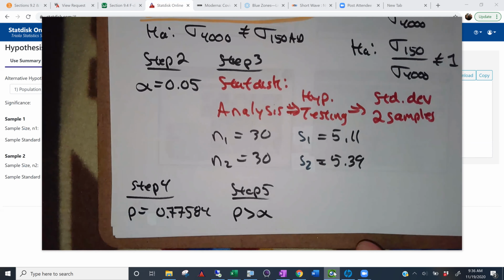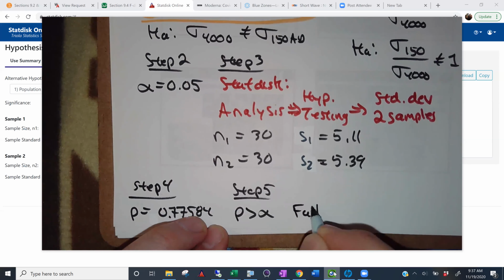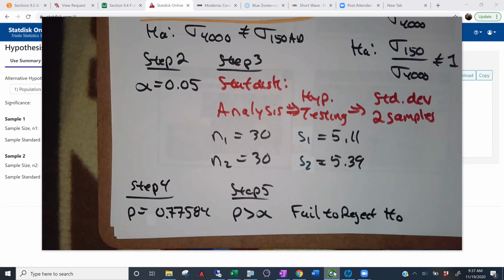So someone else finish it up for me then. If the p-value is greater than alpha, what are we going to decide about H naught? Failed to reject. Yeah, failed to reject. Now let's put in fail to reject H naught, because sometimes people fail to reject HA, which is wrong. So fail to reject H naught.